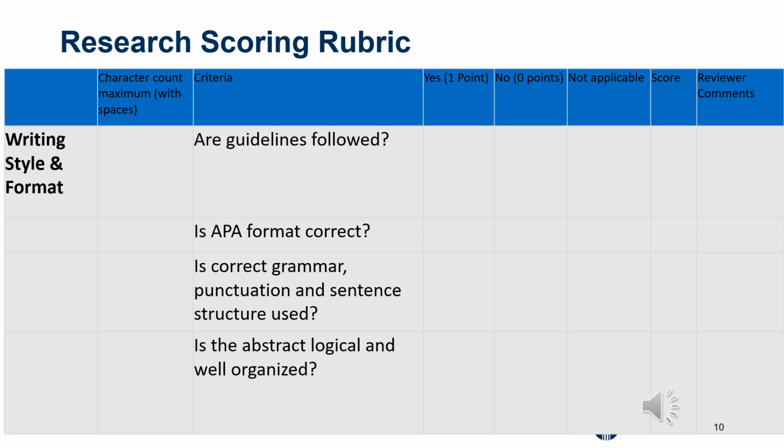The next section of the scoring rubric is the writing style and format section, and this is a new section. There is no character count limit. This is simply for the reviewers to score the following criteria. Are the guidelines followed? Is APA format correct? Is correct grammar, punctuation, and sentence structure used? And finally, is the abstract logical and well organized?